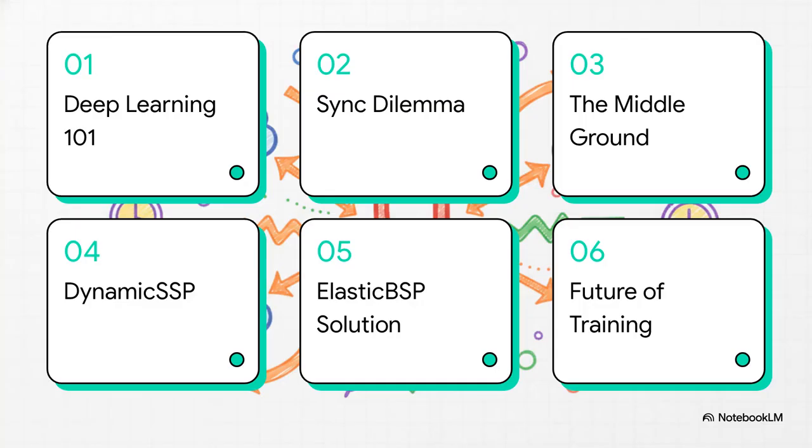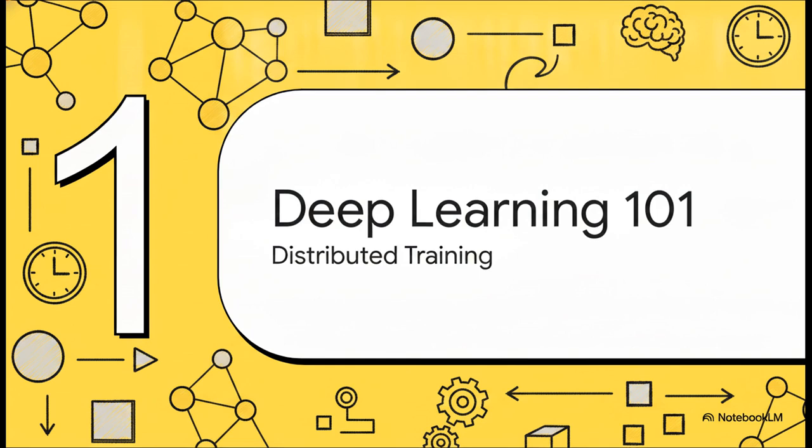Here's our syllabus for today's lecture. We are going to start with Distributed Deep Learning 101, examine the synchronization dilemma, and explore the middle ground. After that, we'll break down DynamicSSP, introduce the ElasticBSP solution, and finally, wrap up by looking at the future of training. Okay, let's dive right into this with our first chapter on the basics.